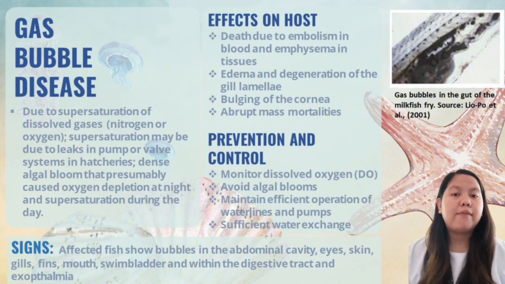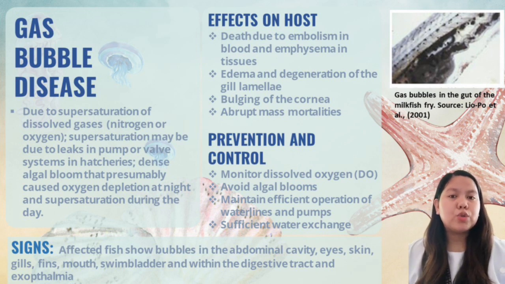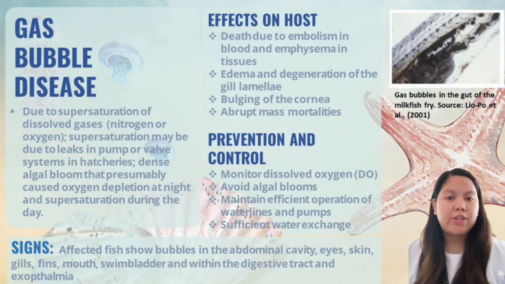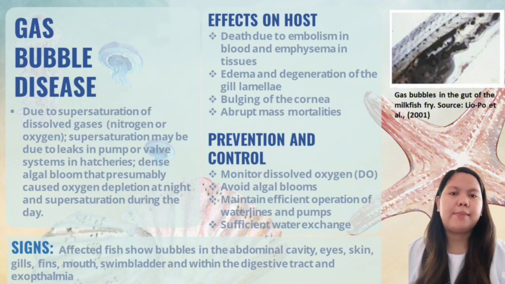Under that, we have our gas bubble disease. Gas bubble disease is due to supersaturation of dissolved gases, either nitrogen or oxygen, and this supersaturation may be due to leaks in the pump or valve systems of our hatcheries. Also, dense algal bloom can be a cause due to depletion of oxygen at night and supersaturation during the day.